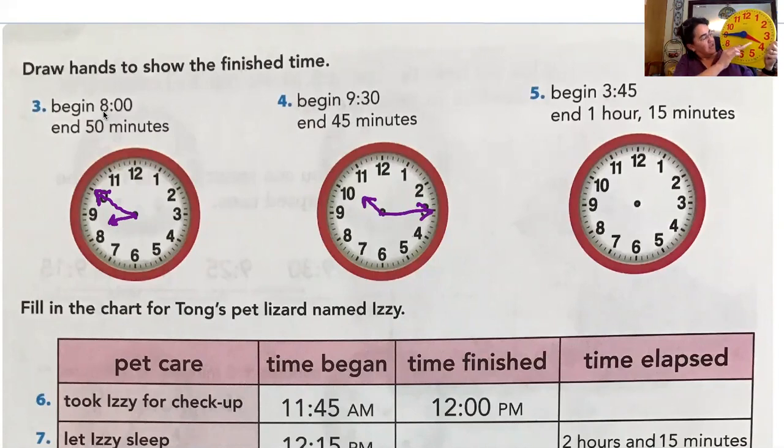Let's look. I'm at 3:45. If I go 1 hour, I'm going to be at 4:45. Plus 15 minutes is going to be where? That's right. So what time will it be? 4:45 plus 15 minutes is 5 o'clock. All right, second graders. Awesome. Draw your hands on the clock and let's move on.